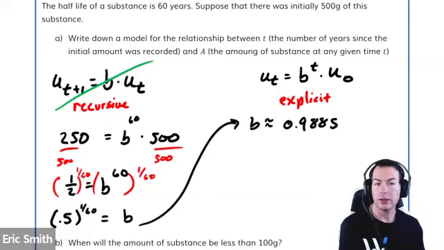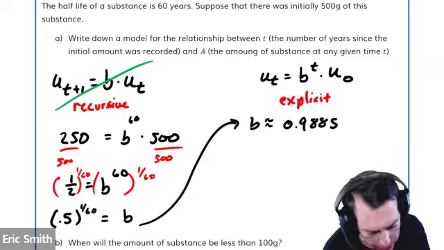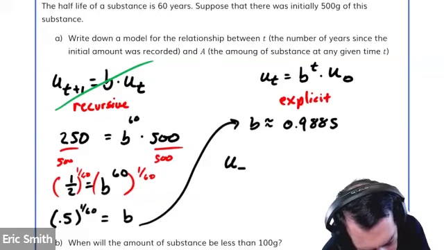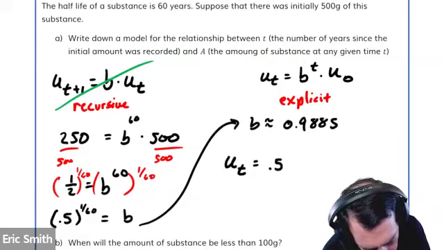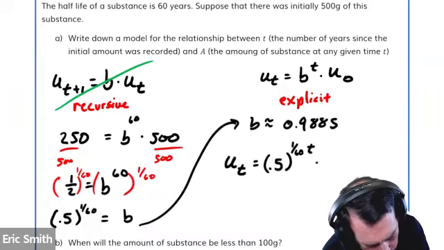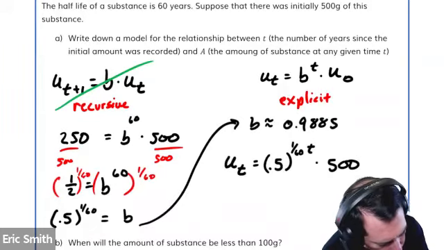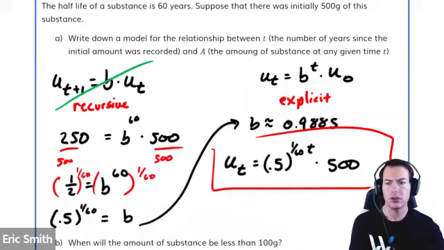Okay, but once I actually have a value for B, then I can go ahead and put it back in my model here. So we built this from the explicit one. Seems like a good place to use this. And of course, we started with 500. So here's a nice little model for this situation.